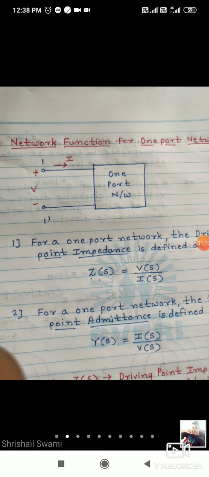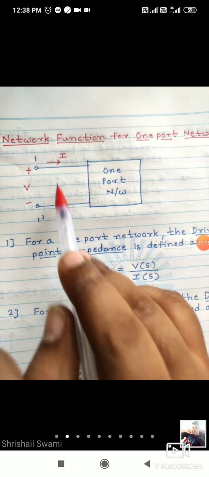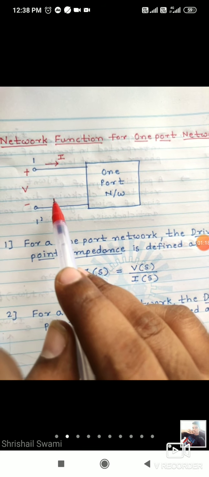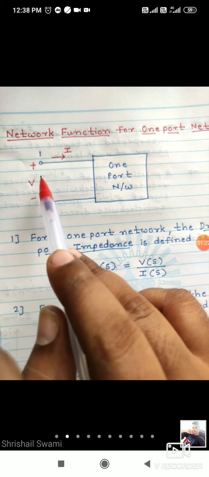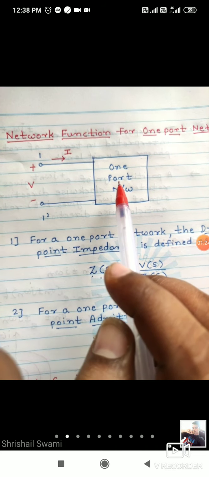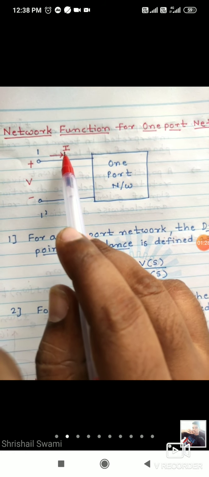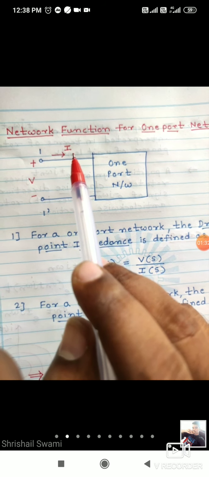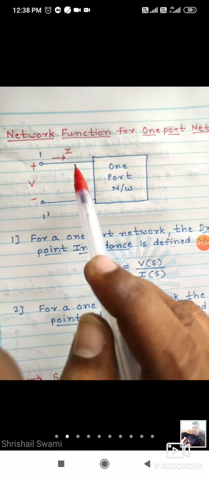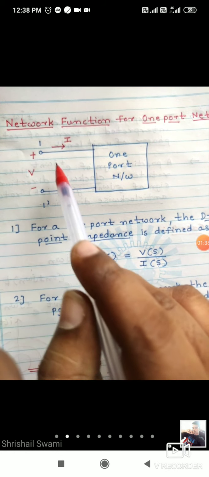Today we are studying the network function for one port network and two port network. This is the one port network, where the pair of terminals is there at one end only. I will give the name as 1 dash. The variables for this one port network will be V and I, that is the input voltage V or input current I, or output voltage V or output current I. Whether you are giving the energy or taking the energy depends on that. You can use the port.